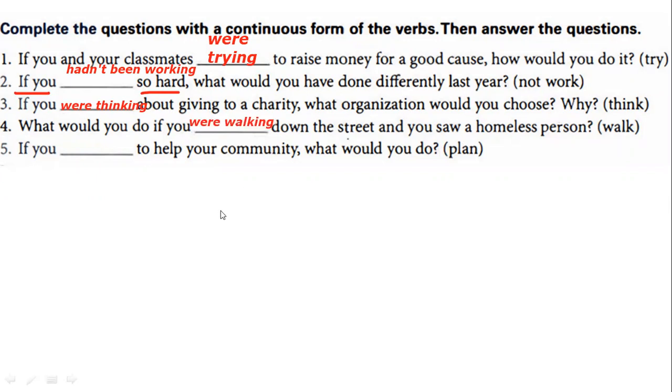Okay. Number 5. We're planning. Yes, we're planning. Right there.